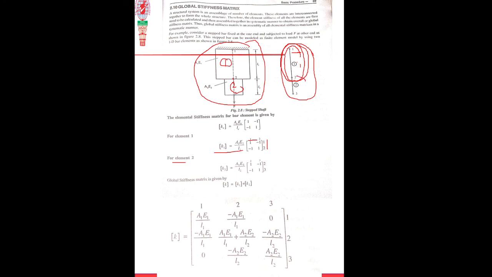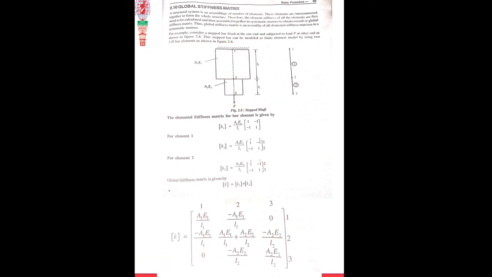And again, element 2 is between which nodes? 2 and 3. Not 1 and 3. Element 2 means this much only, up to here only. This is one element divided, and the second one I divided from 2 up to 3 here only. That is between 2 and 3. Therefore, numbering I should give as 2, 3 for the row, and 2, 3 for the column.